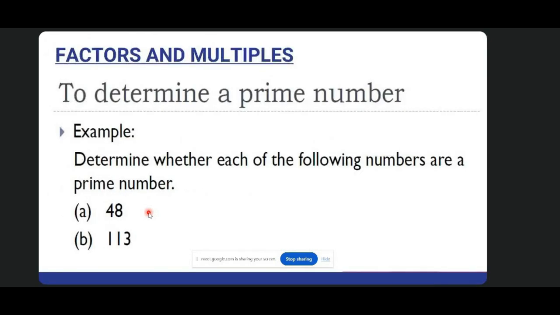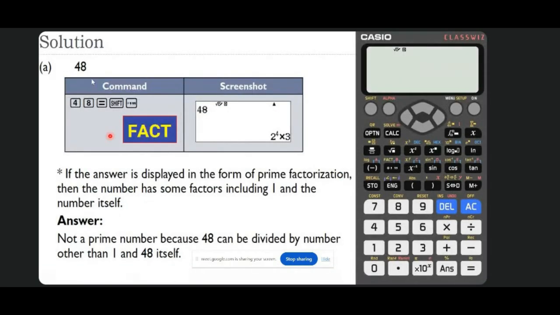Now I will go to the mathematics titles. The first title is factors and multiples. The calculator can also be used to determine whether a number is a prime number or not. For example, this 48. To determine whether it's a prime number or not, you can press 48 equal, Shift and the full stop, comma, comma, comma button.